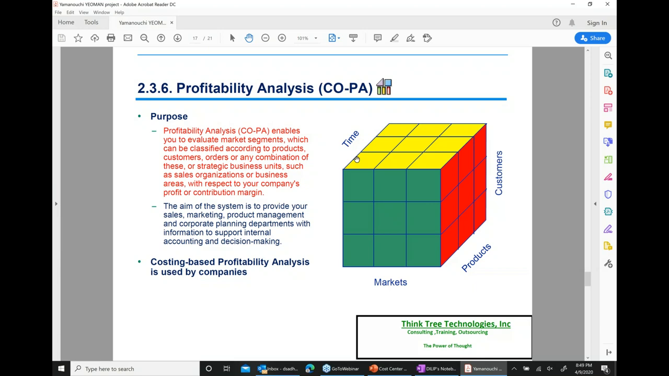But this is immensely powerful, because this gives you an ability to do the analytics, an ability to analyze, an ability to define the profitability of your company based upon different parameters. That is where COPA, profitability analysis, comes into the picture.